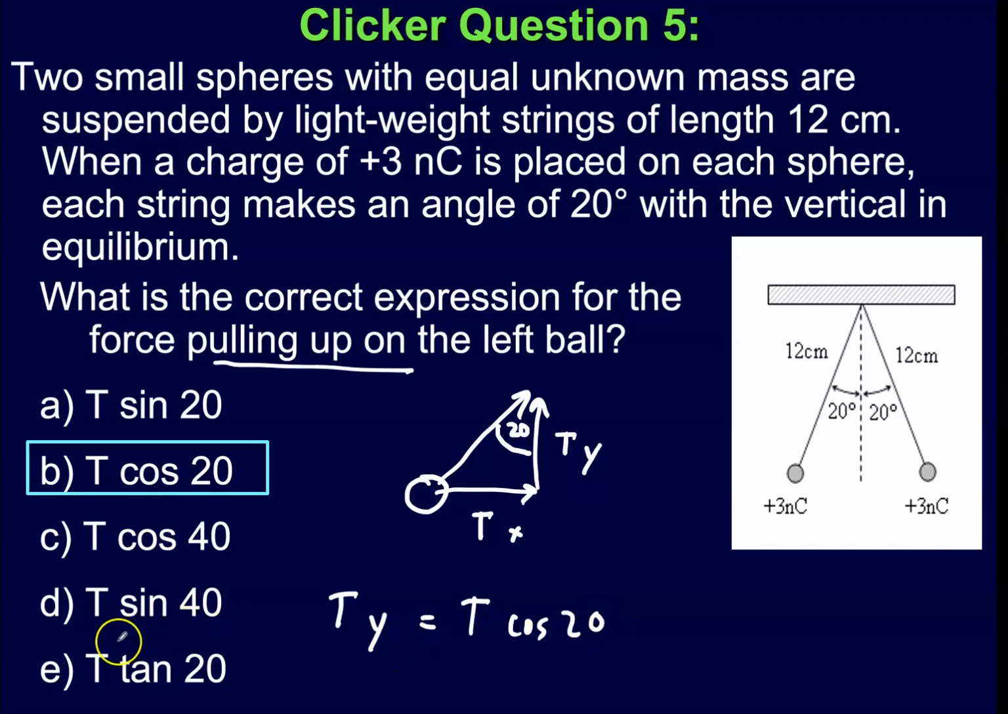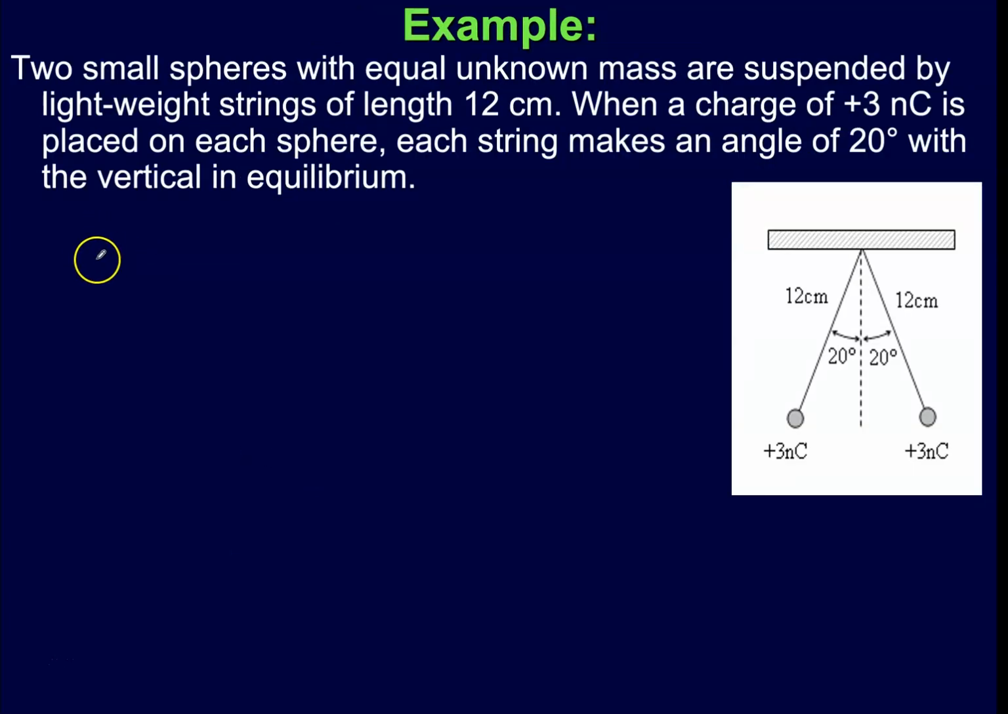Now let's head home and use all this and put it together to solve for the mass. I would ask that you pause this and see if you can solve for that mass right now, before I go through and do it. Okay, the first thing is let's finish our free body diagram. Again, this is our left sphere, and the force up on that we just determined was T cosine theta, which means the force pulling to the right will be T sine of theta, so T sine of 20.